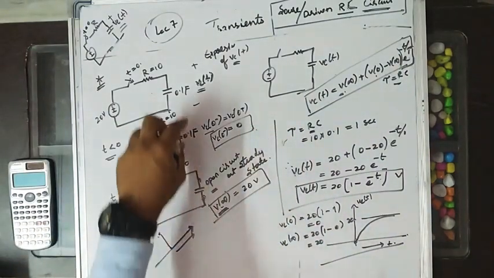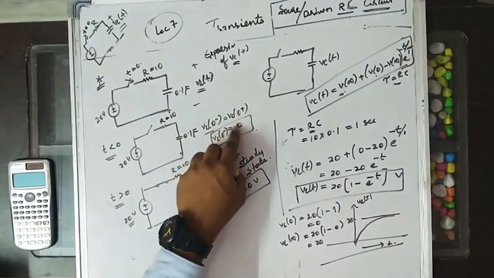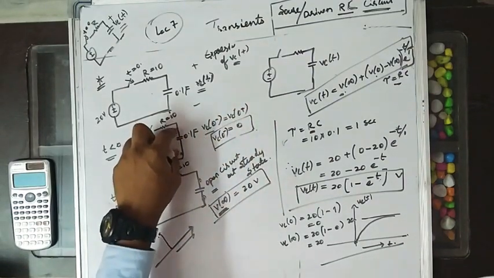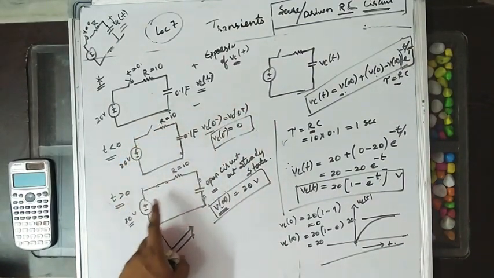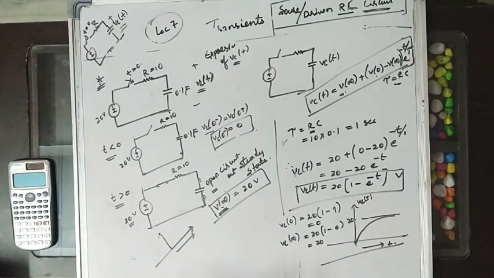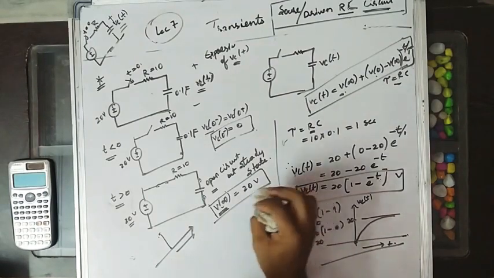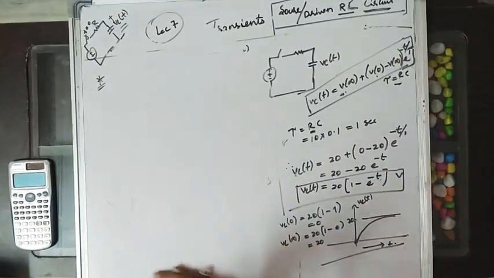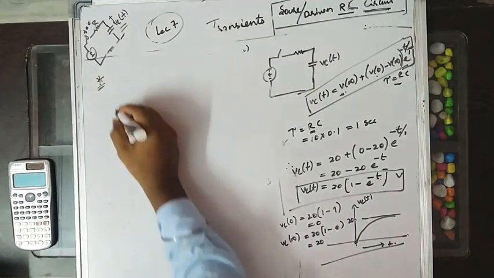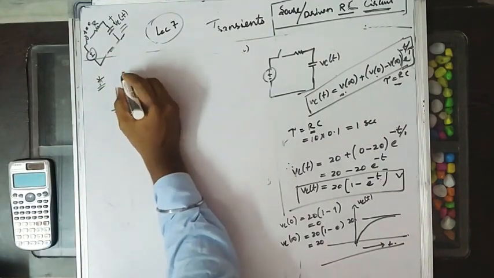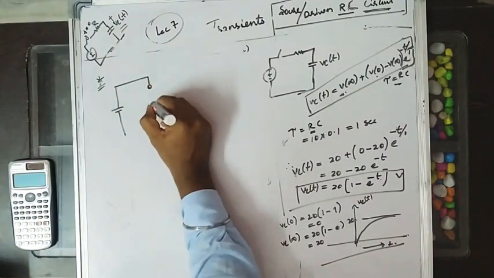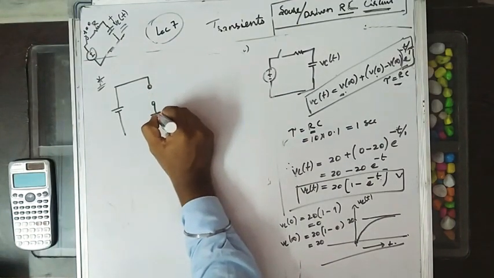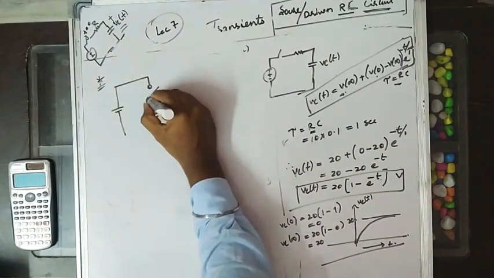Here, Vc of 0 we will take as 0, since this is open, there is no voltage across this resistor, and that is shorted here. So now you find this. Now we'll solve another circuit basing on the same concept. Finding this initial value and final value is a very important thing for you.